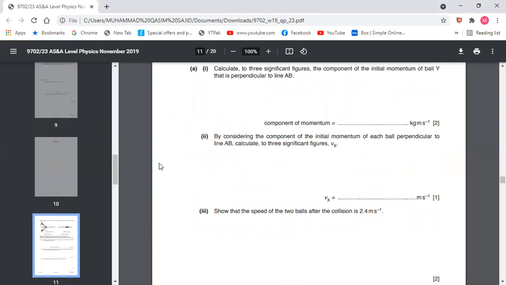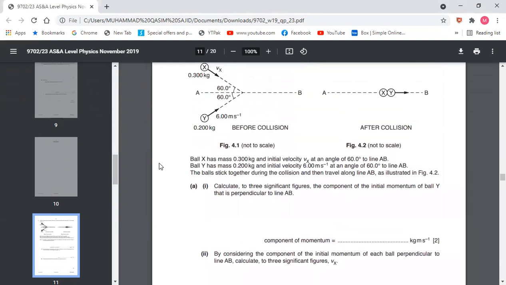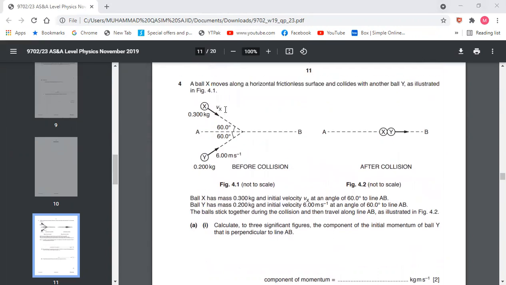Now the next is question number 2. By part 2, by considering the component of initial momentum of each ball perpendicular to line AB, calculate to three significant figures the Vx. So what is basically Vx? Now the momentum basically is, now what is the Vx? So Vx is the velocity of this one, that is the velocity of this particle. This is unknown. You have to find.